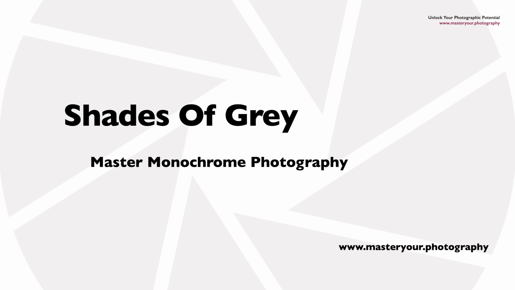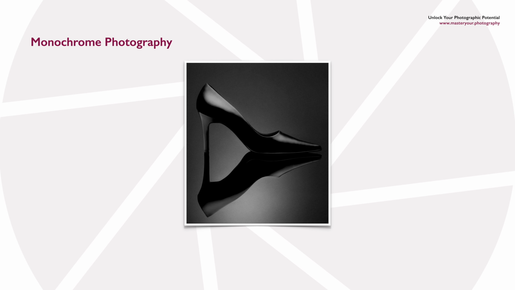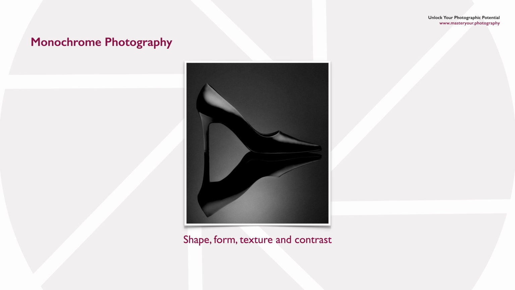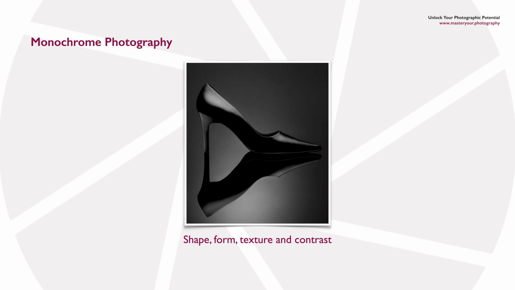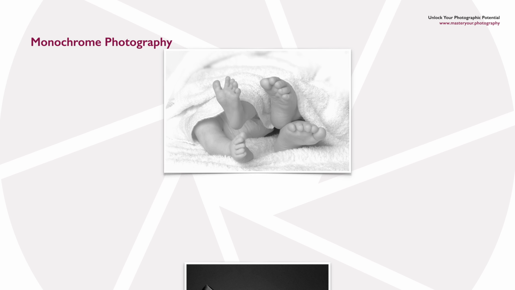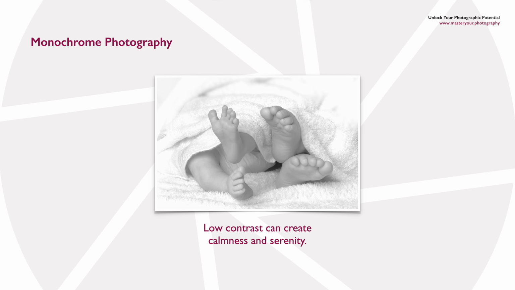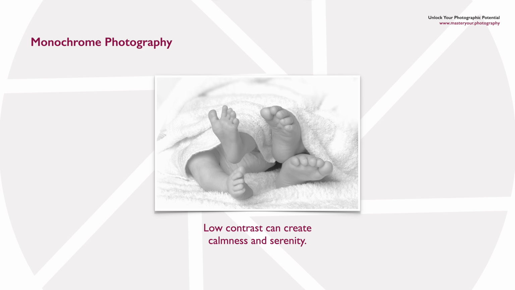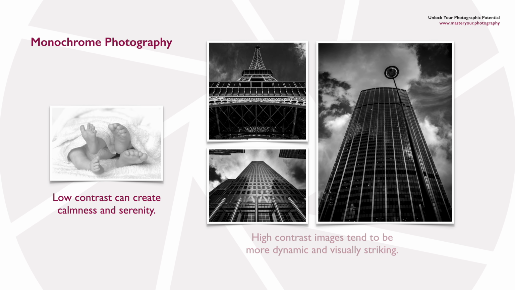Today I want to talk about black and white photography, otherwise known as monochrome photography or even shades of grey. Now the important thing is obviously there is no colour in black and white photography. So we are reducing our subject down to its purest form, and we're looking at shape, form and texture, and we're using contrast, that's the difference between the lightest parts and the darkest parts of our image, to show that shape. Now you can use low contrast with black and white and that can create a real calmness to your images, or you can go the opposite route and have really deep blacks and bright whites and create images that are dynamic.